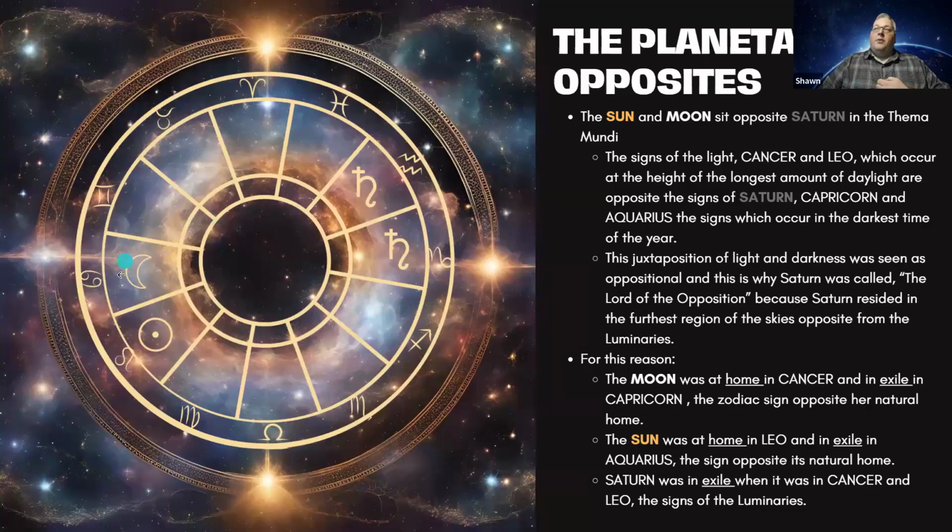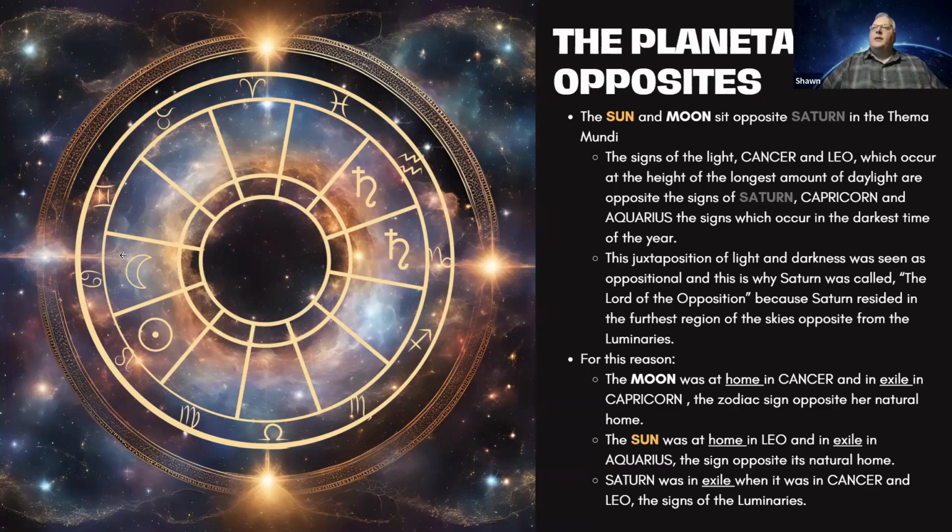So just like the moon is in rulership in Cancer season at the height of the summer solstice, we find Saturn in his rule at the time of the winter solstice, the darkest and shortest day of the year. This juxtaposition of light and darkness was seen as oppositional. And that is why Saturn was called the Lord of the Opposition, because Saturn resided in the furthest part of the galaxy opposite of the sun and the moon. Saturn ruled the dark, the sun and moon ruled the light.